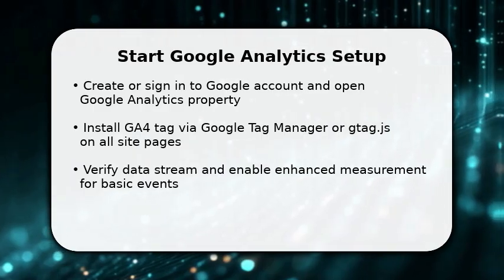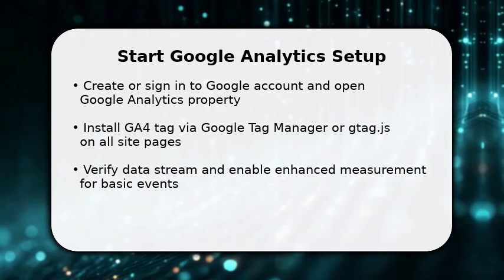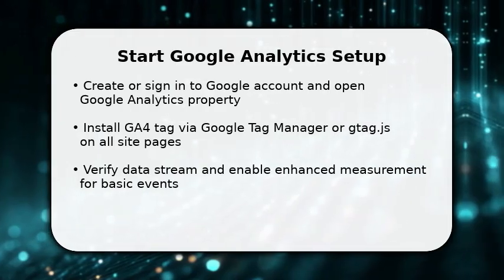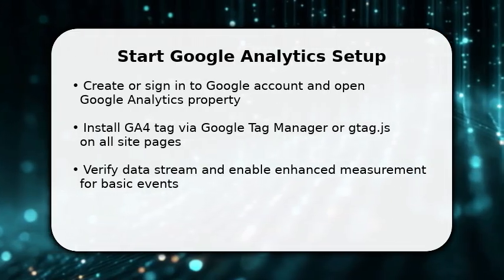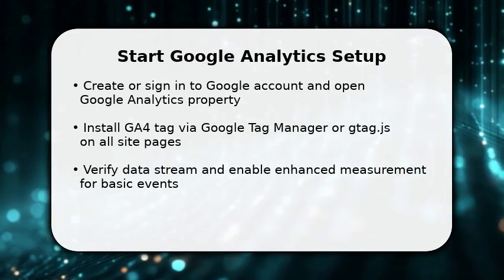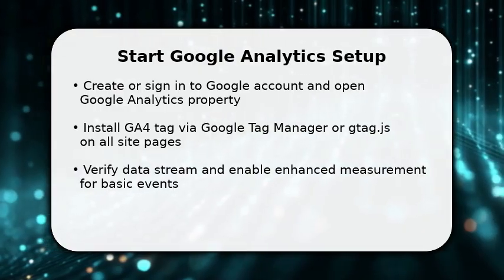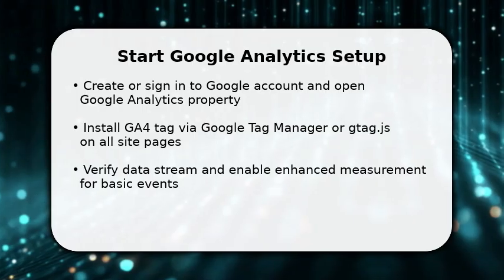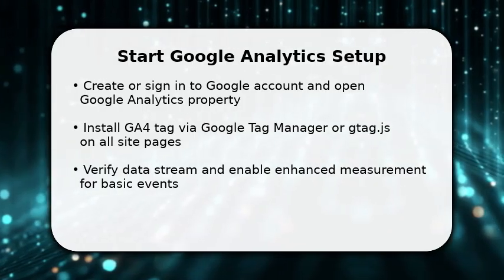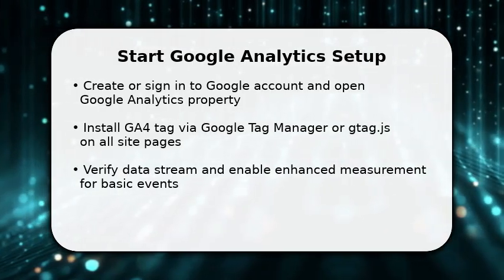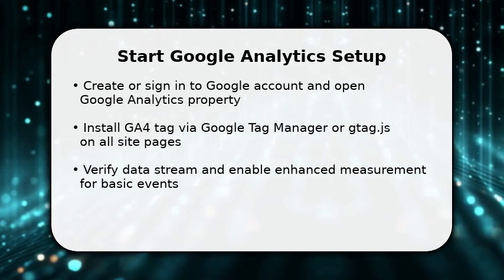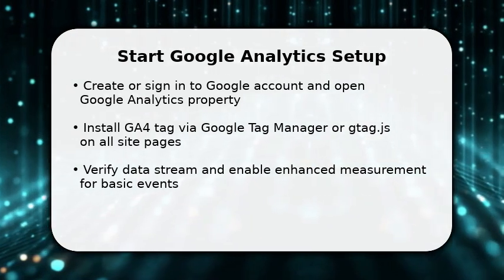Create a GA4 property and add a web data stream. This captures page views and basic events by default. Once done, deploy the GA4 tag with GTM or paste the gtag.js snippet into your header. Make sure to test in real time so you see immediate hits. This early verification saves hours later, because you'll know that data flows before you configure conversions or audiences.